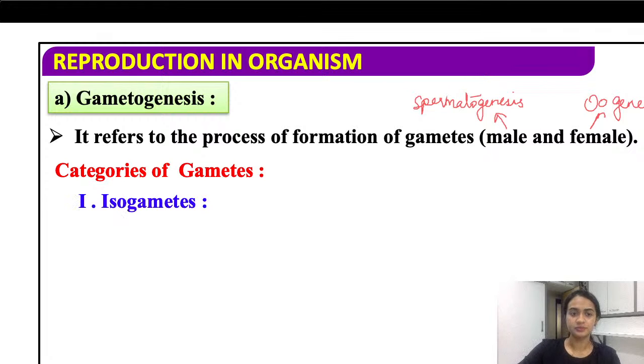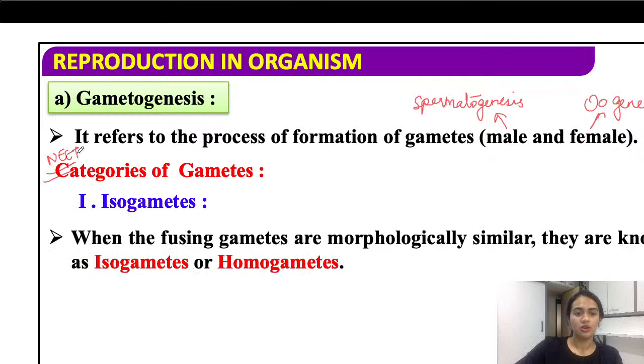All right. So first category of gametes. Again, category of gametes is very important from the NEET point of view. Isogametes. The word iso itself, when you break it, means similar. So what happens in isogametes is that they are morphologically, that means externally, similar. That means they are similar looking.